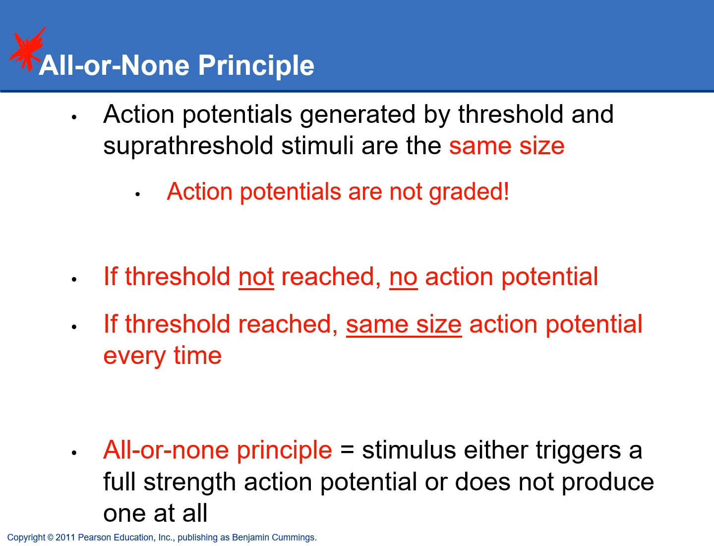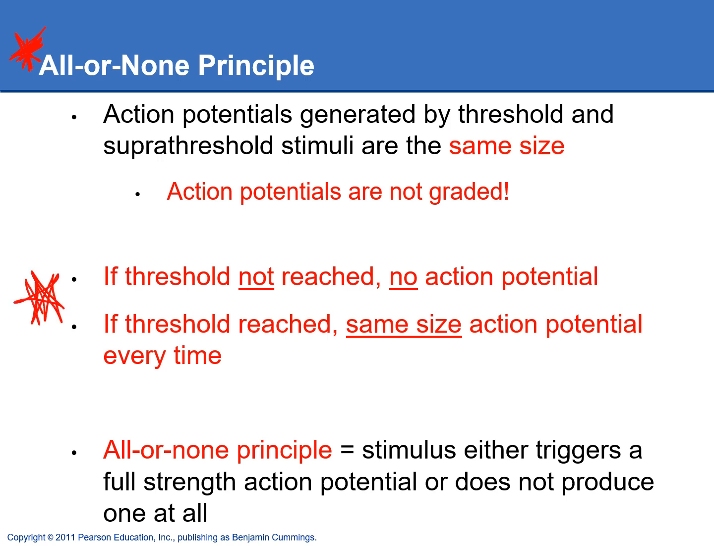The all or none principle just says that if threshold is reached by those graded potentials, then an action potential will be created at the axon hillock. But if threshold is not reached, then you're not going to get an action potential. And if you do reach threshold, you're going to get the same size action potential every time. So that's the all or none principle.